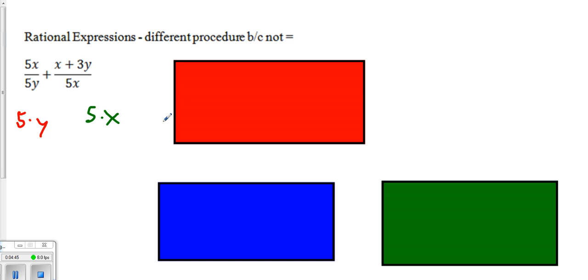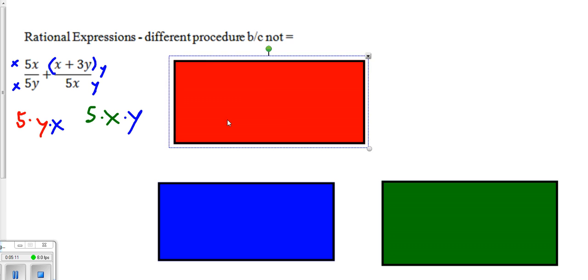So we need to ask ourselves, what are we missing from both sides? Well, they both have 5 already. This side has a y, so this side needs a y. This side has an x, so this side needs an x. Which means I'm multiplying top and bottom by x over here. I'm multiplying top and bottom by y over here. Again, because this is x plus 3y, I have to think of that whole thing as being multiplied by y, so it's going to have to distribute.